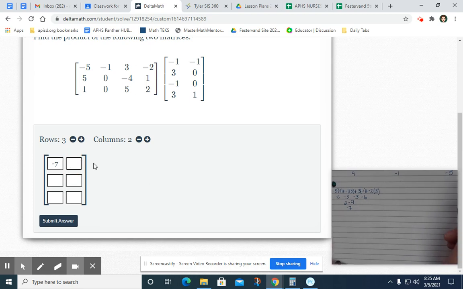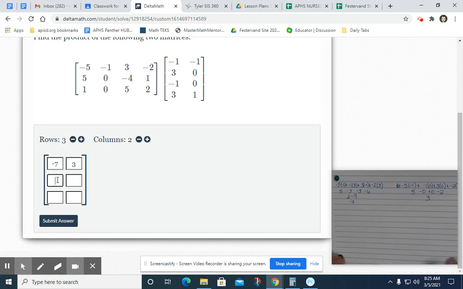And then to find row 1, column 2, I'm going to multiply row 1 by column 2. So I get 5 minus 0 plus 0 minus 2, which is going to be a 3.